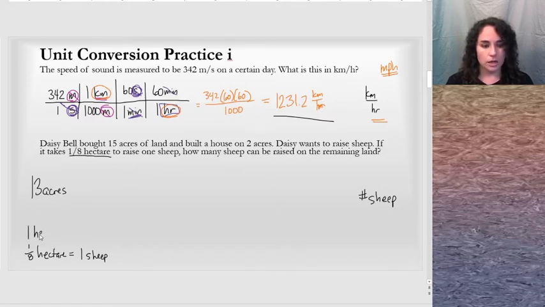You can look this up wherever you want to look it up, but I can tell you here 1 hectare equals 2.471052 acres. So you may pause for a moment and see if you can answer this on your own.